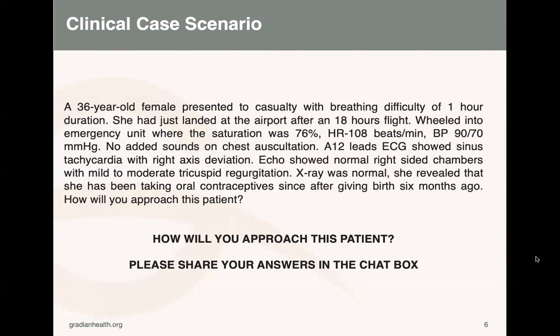So how are you going to approach this patient? How are you going to manage this patient? Please summarize your answers in the chat box. Next slide.